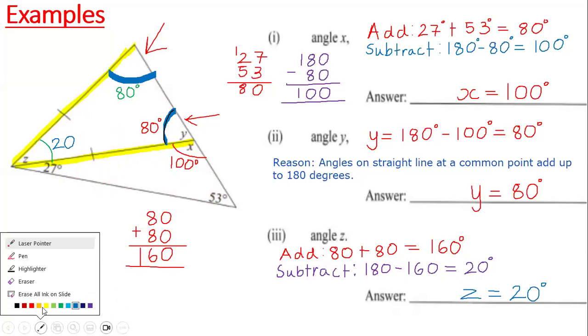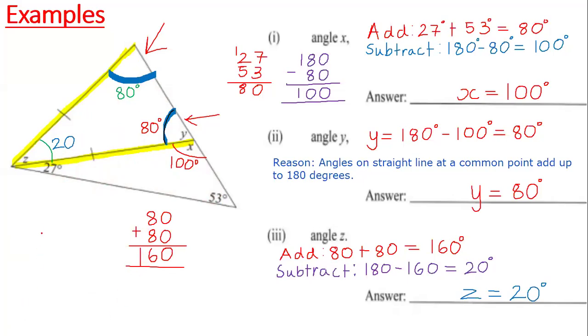Let me just show the subtraction. So we have 180 minus 160. 0 minus 0 is 0. And 8 minus 6 is 2. And so that means the answer is 20 degrees.